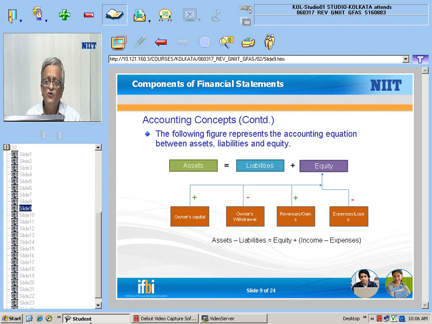So at the end of the accounting period, this is what happens to the equity. Any amount that is withdrawn by the owners is reduced from the equity amount. If there is a profit, it is added to the equity. If there is a loss, it is reduced from the equity. So ultimately, at the end of the accounting year, this is what takes place.